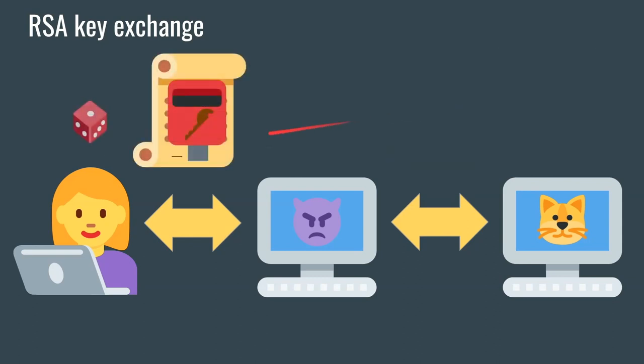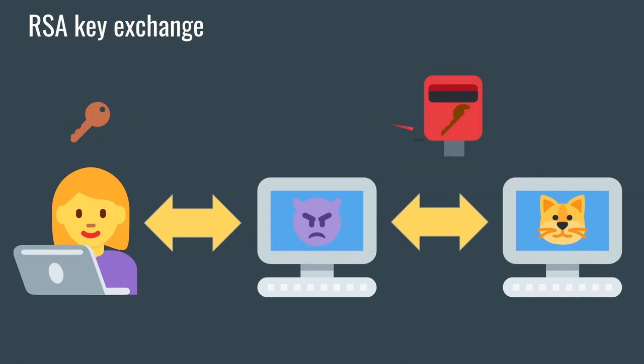The client will then randomly generate a number that's suitable for use as an AES symmetric encryption key. They'll encrypt that symmetric key using the server's public key. They'll send that encrypted symmetric key over to the server. The server will then use their private key to decrypt that to get the symmetric key back out.